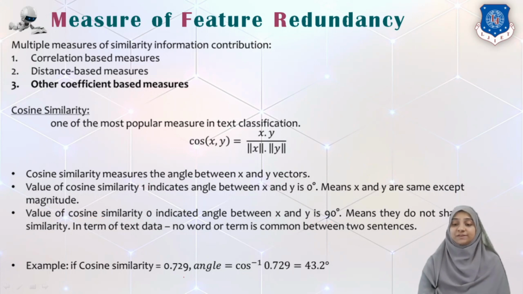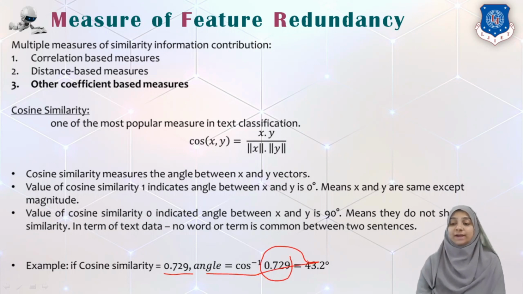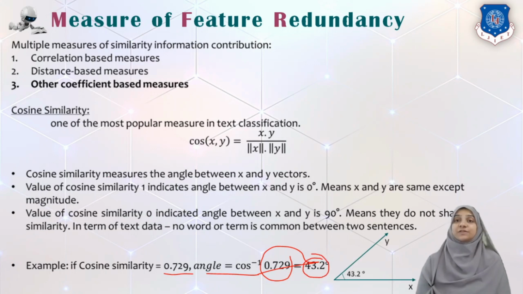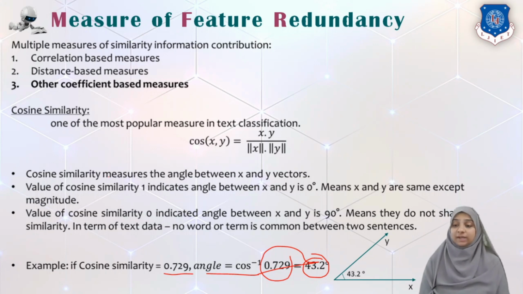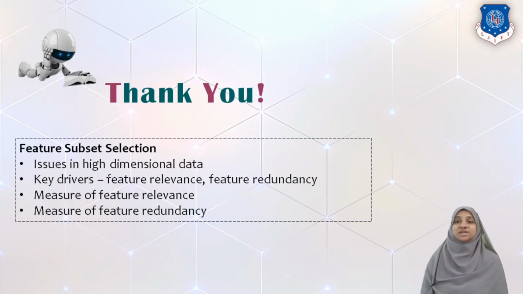So coming back to our example where we have got cosine similarity as 0.729, we calculate the angle as cosine inverse of 0.729, which is equal to 43.2. So if I would like to draw these two vectors, vector x and vector y, which are ultimately features but represented in the form of vectors, they have 43.2 degrees between them.